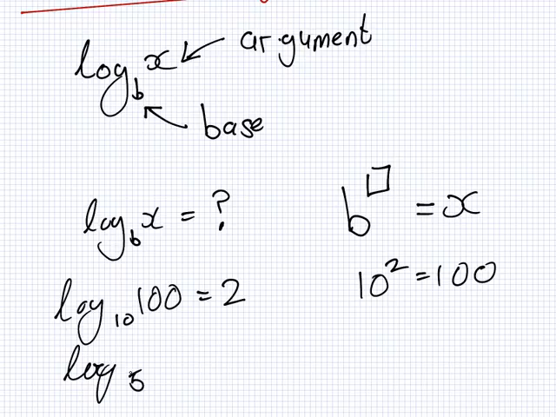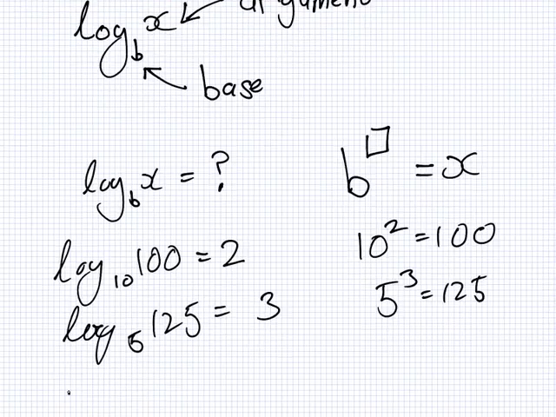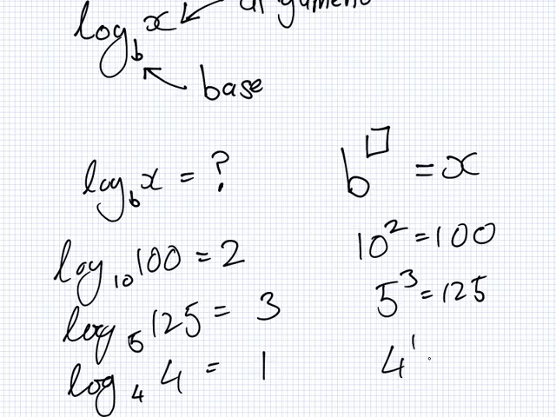What about this one? 3. Because 5 cubed is 125. What about this one? 1. Because 4 to the power 1 is 4. Alright. You got that so far? Yeah. Yep. Now time to look at the rules we can have with logs.